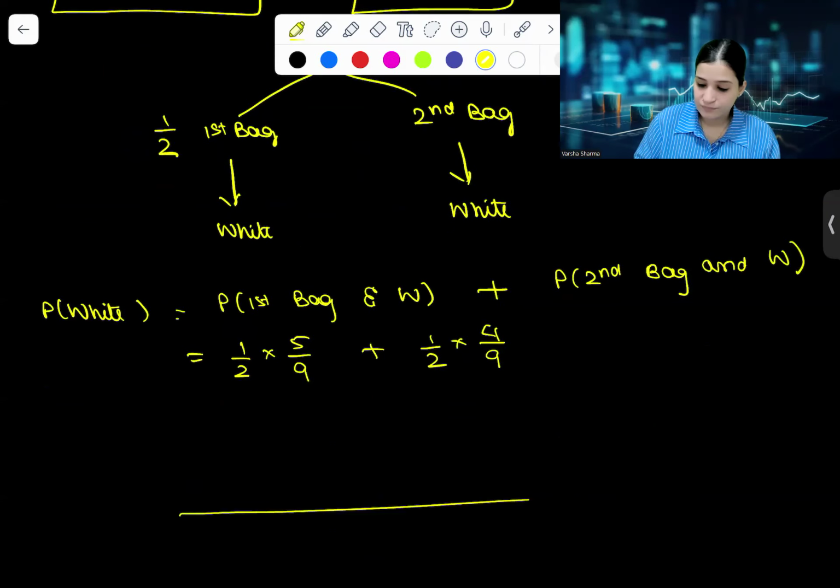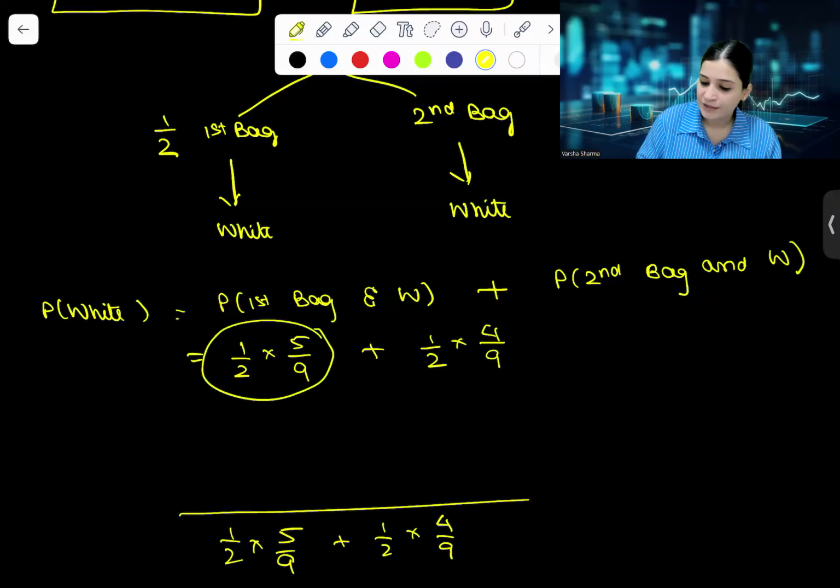What will I do? Total probability will go to the denominator. And what will be in the numerator? I want the first bag. The first bag option is the first term. That will come in the numerator. Understood? Yes, ma'am.